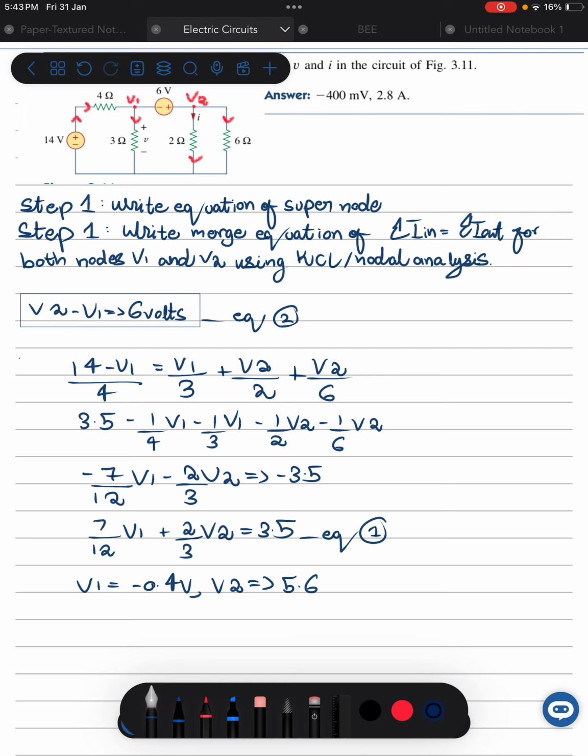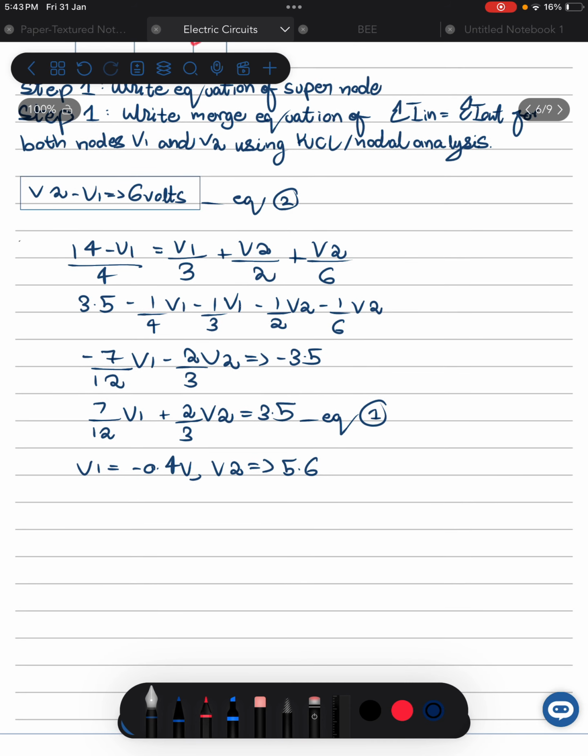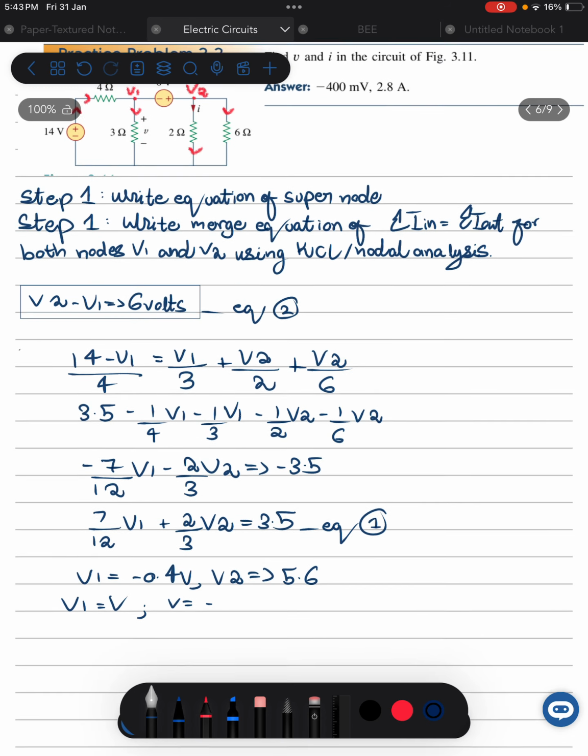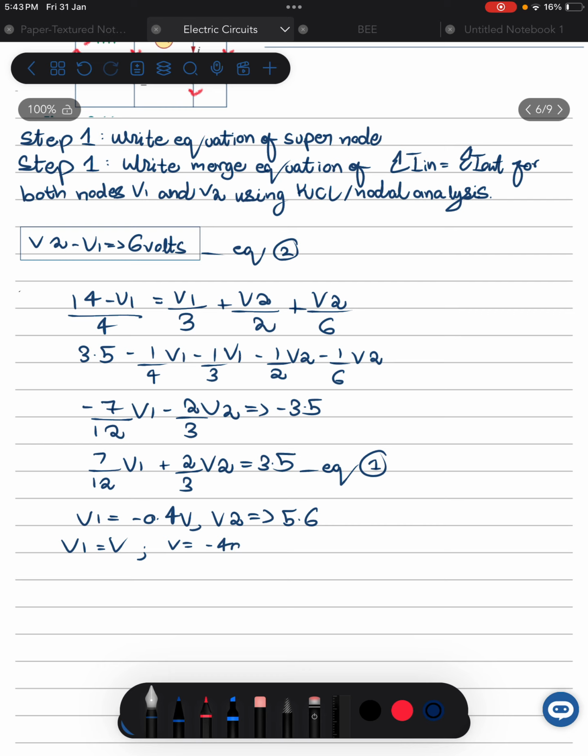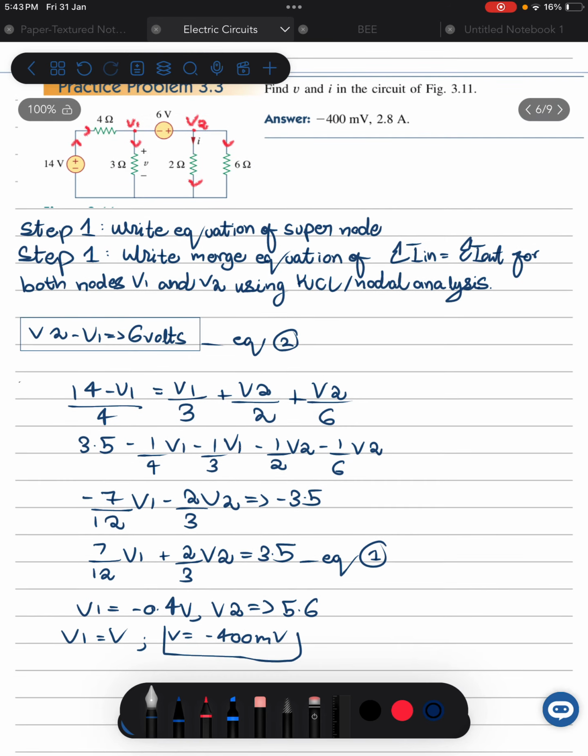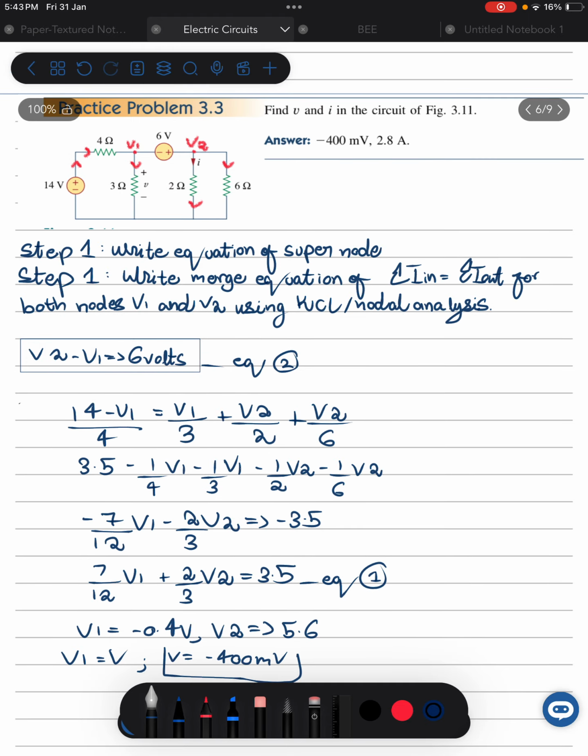Alright, so now we know that the voltage required in the question is V, and we have the same voltage at the node V1. So V1 is equal to V. Therefore, V is equal to minus 400 millivolts.